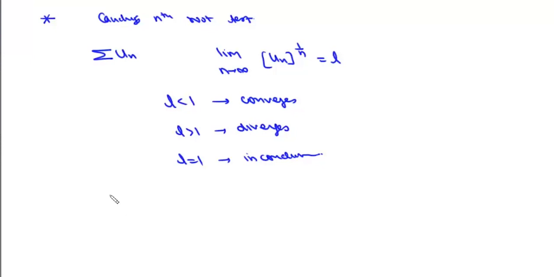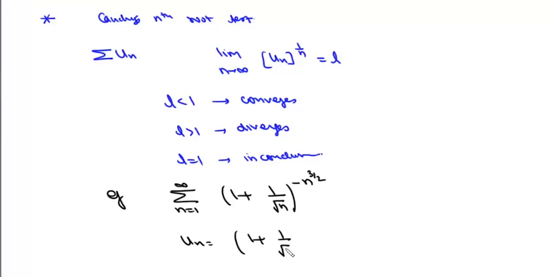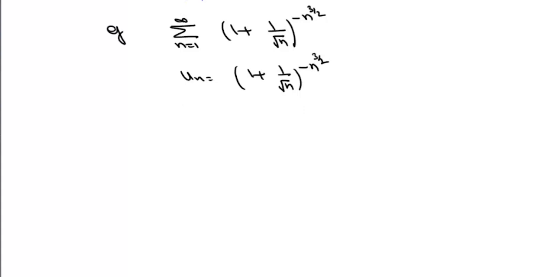Say for example, we have to test for the convergence of this series, n varies from 1 to infinite, 1 plus 1 upon under root n to the power minus n to the power 3 by 2. Now clearly it's an infinite series with positive terms, and in this case un is 1 plus 1 upon under root n to the power minus n to the power 3 by 2. Now here we use Cauchy's nth root test.